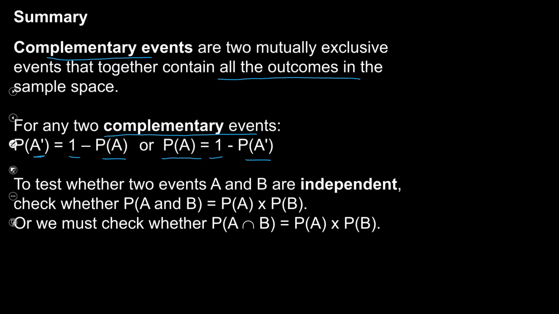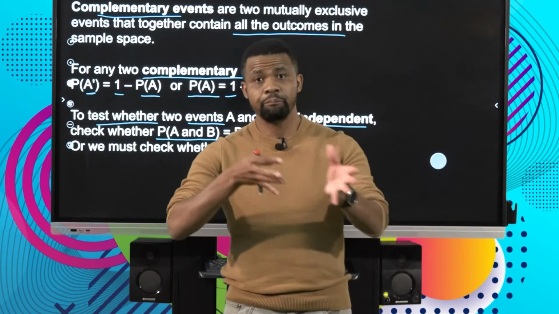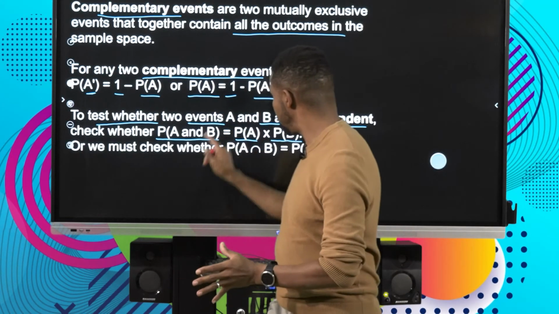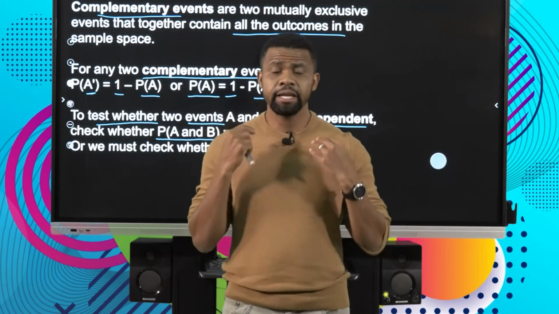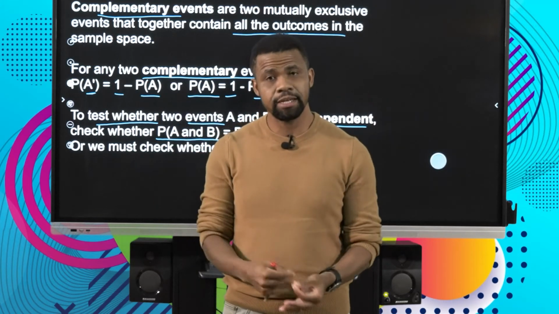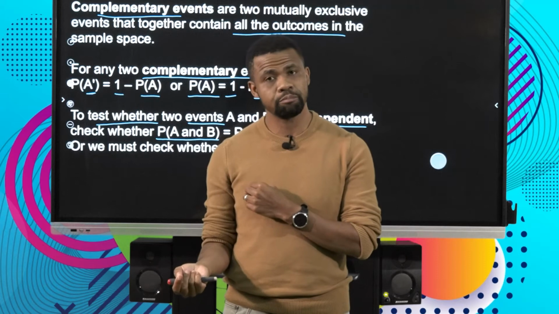Now let's talk about statistical independence. To test whether two events A and B are independent, we have to check whether the probability of A and B is the same as the probability of A multiplied by the probability of B. So if you take the probability of A times the probability of B, and we find it's the same as the intersection, it implies the two events are statistically independent. Okay, hope this makes sense.